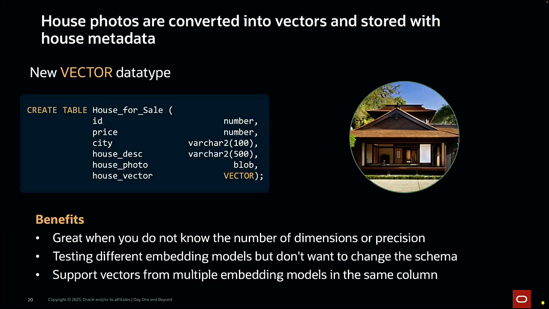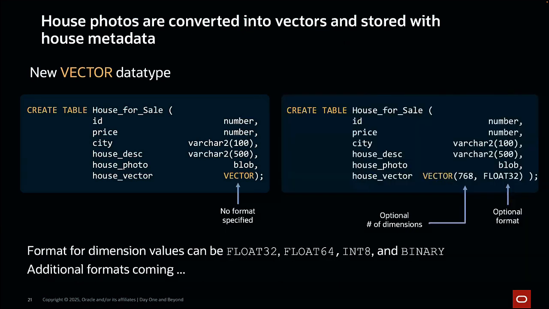So the idea here is I want to be able to take an image of a house, take a photo of it on my phone, and vectorize that photo, and then look for similar photos that match the image that I just took. Now, I'm showing you the most simple approach, which is where I'm not specifying the format of my vector, but it is possible to be more explicit in how I define that vector.